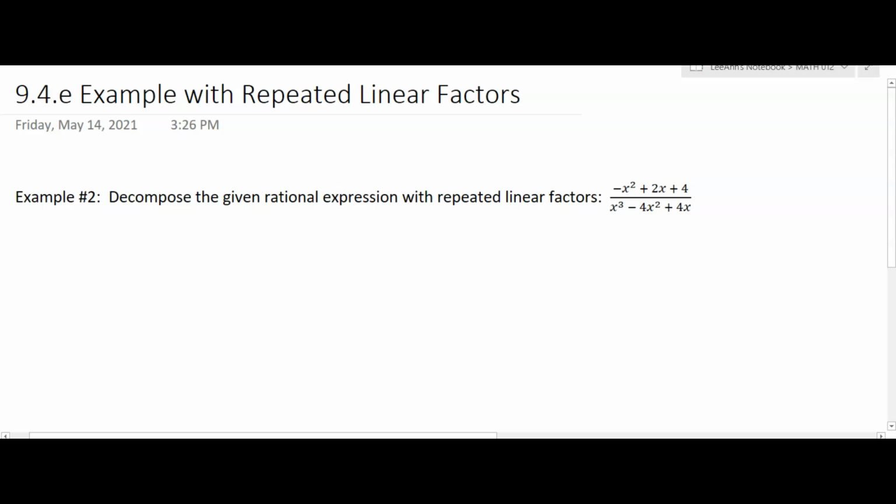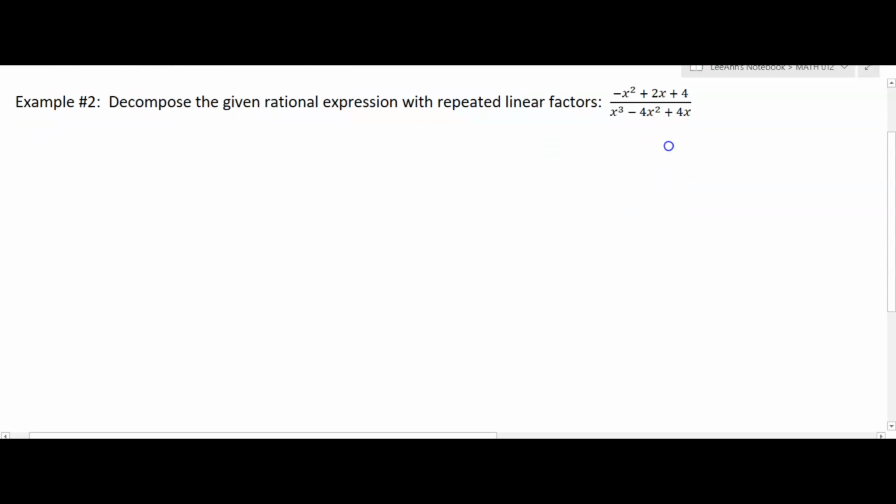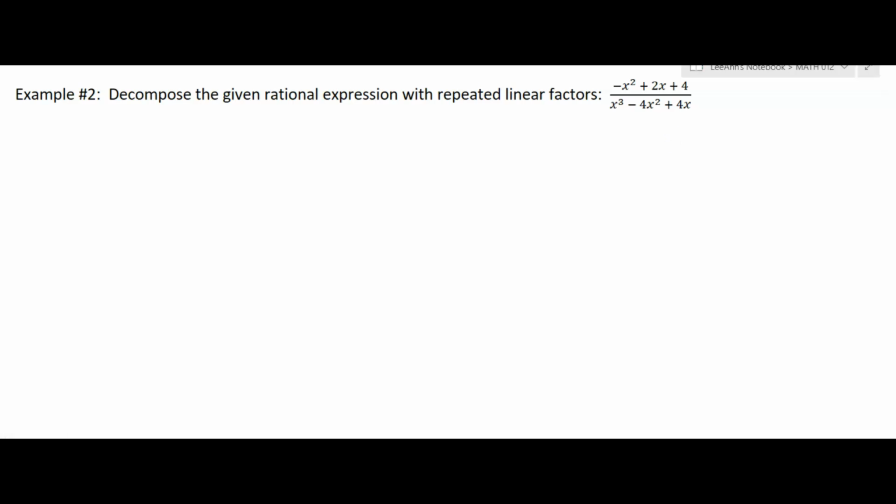So this is a good example. I think it might answer a lot of questions that you might be having. Okay, so in the numerator we have negative x squared plus 2x plus 4 over, now I want to start factoring that denominator. So first of all, there's a greatest common factor. You can take out x.